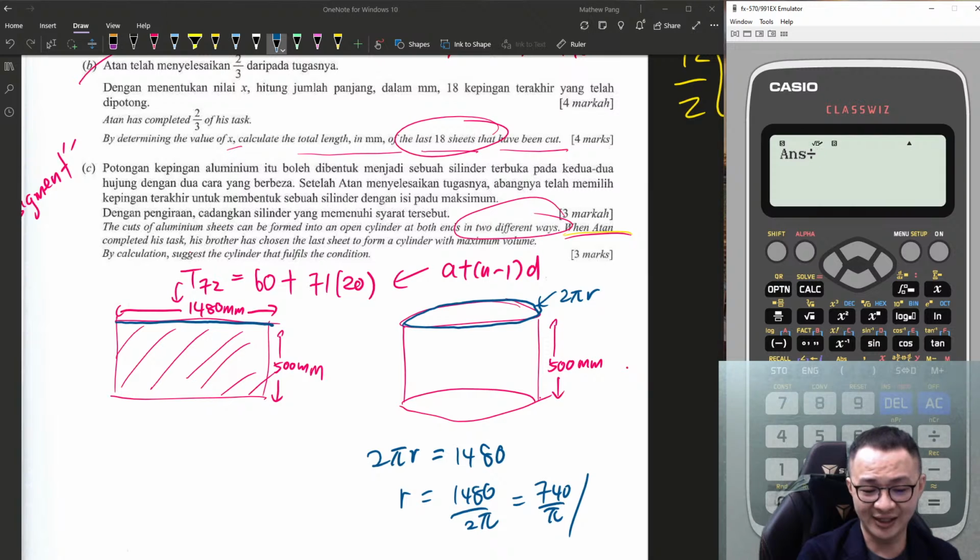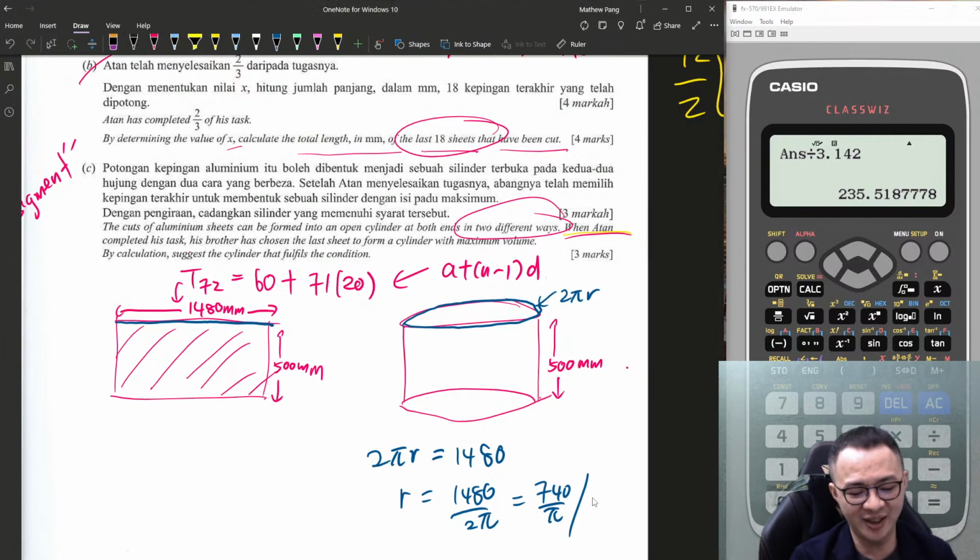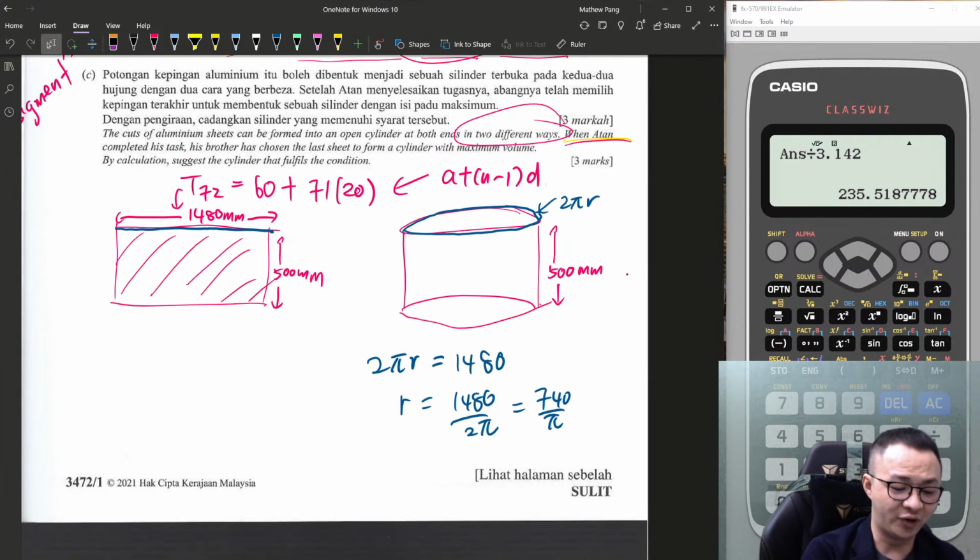But does this question say pi is 3.142? I just use back 3.142. Or you can just leave it in this form. But let me leave it in terms of pi, so my answer is more accurate. Then I can get the volume right now. Volume of cylinder is pi R square H.